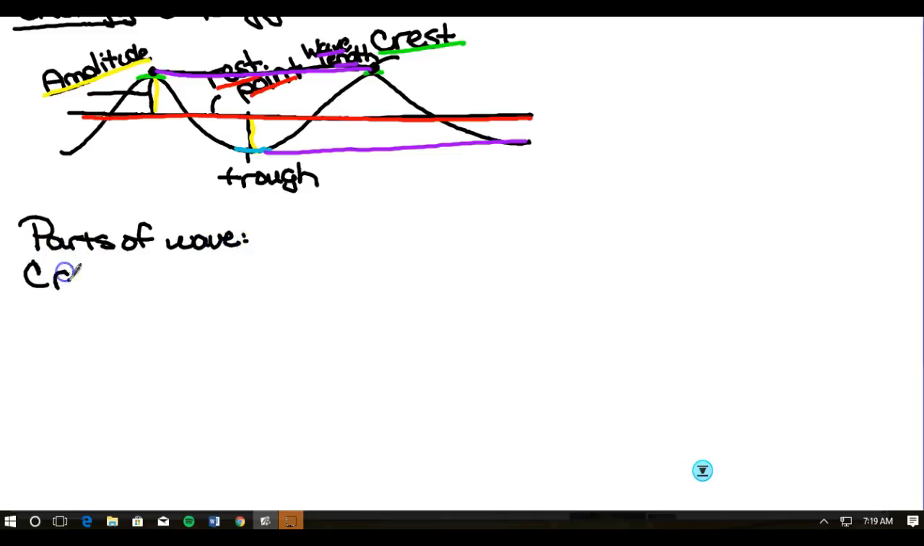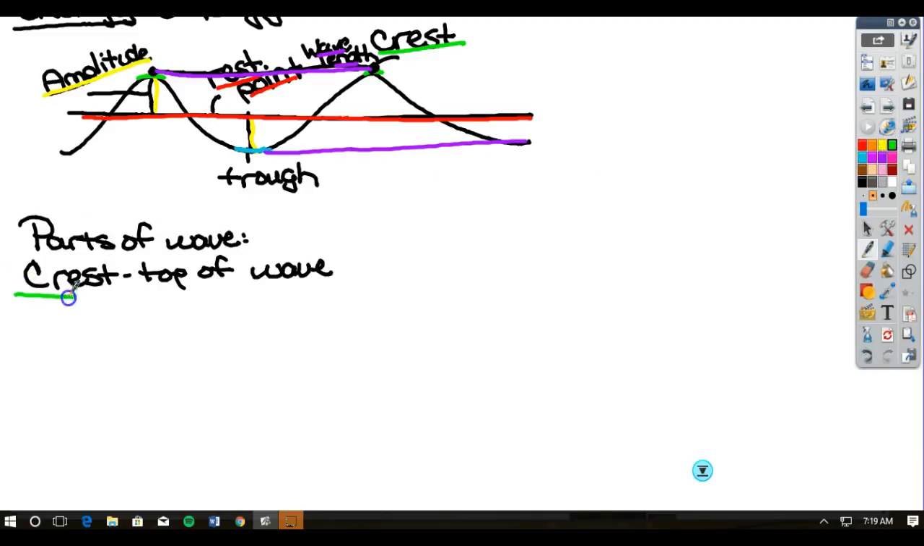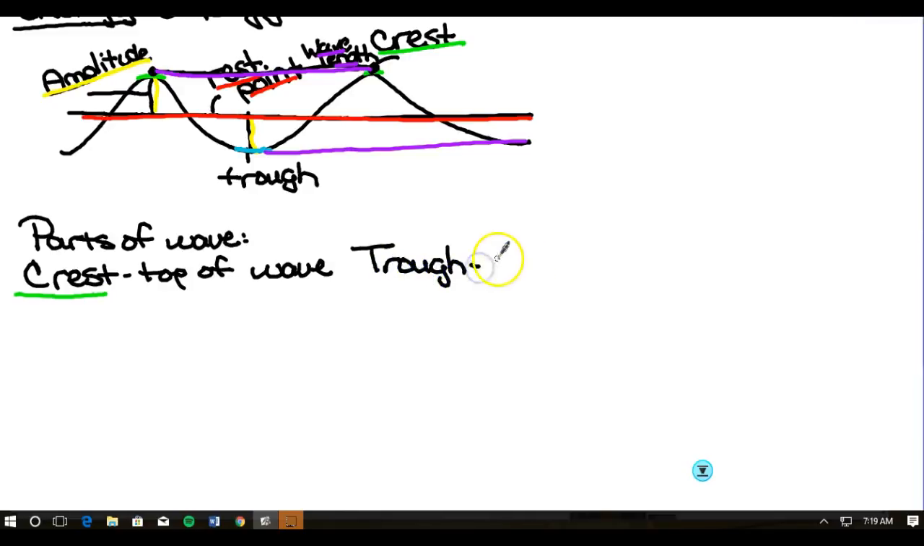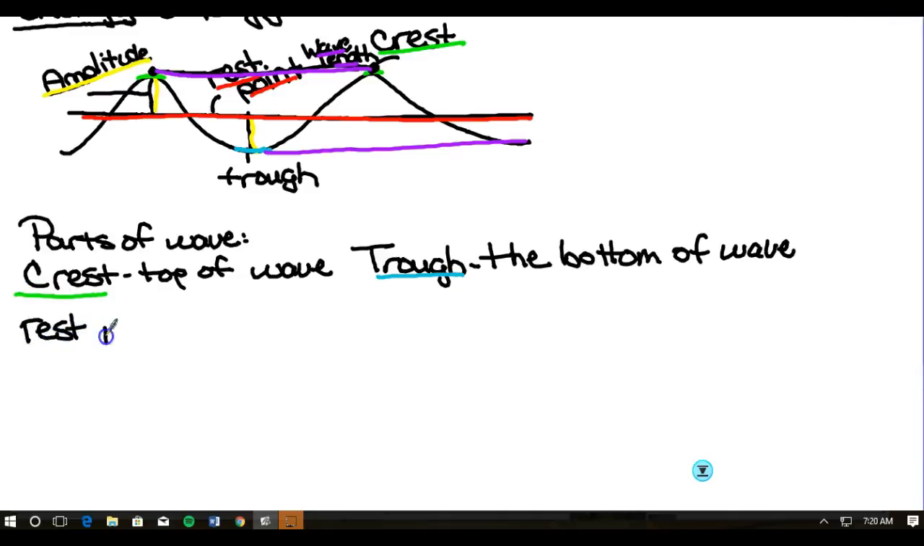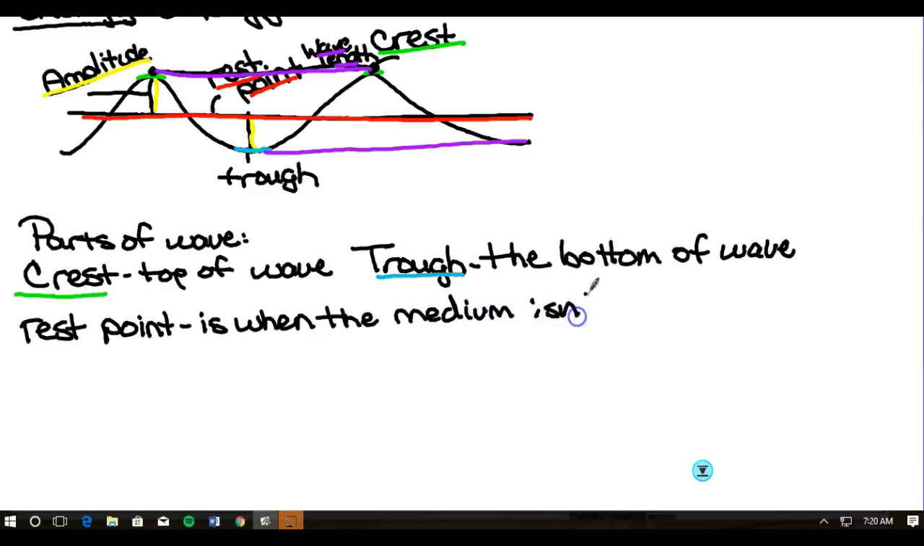The crest is the top of the wave. The trough is the bottom of the wave. The rest point is when the medium isn't transferring energy.